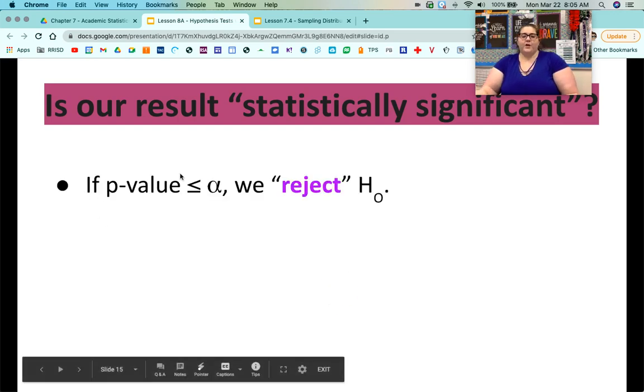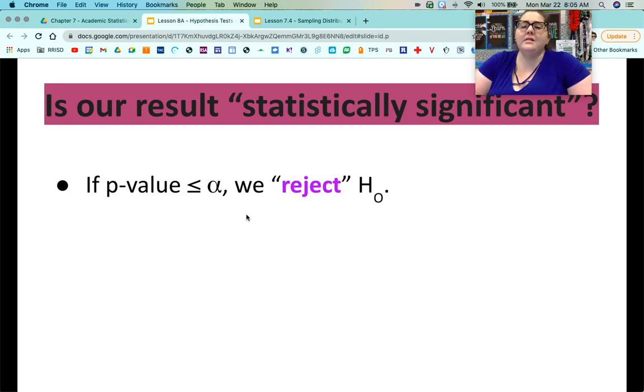So if the p-value is less than or equal to alpha, that means it's a small probability. That means it's not very likely to happen to get the sample that we got if the null were true. And if that's the case, we might doubt the null is true. So if our p-value is low, if it's less than or equal to alpha, what we say is that we reject the null hypothesis, right?